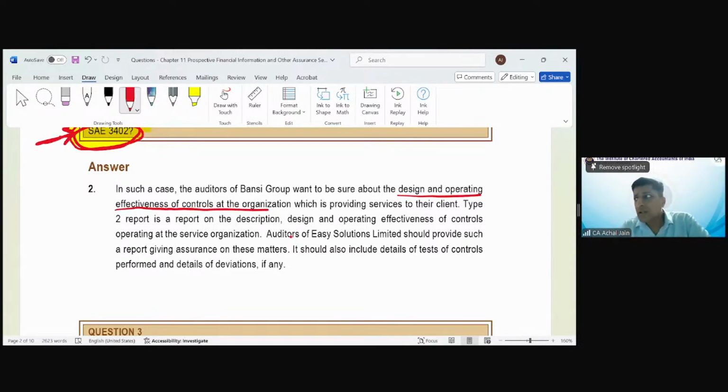So clearly, it's a case of a service organization. So type 2 is the report on the description, design, operating effectiveness of controls operating at the service organization. So that is what will be required.